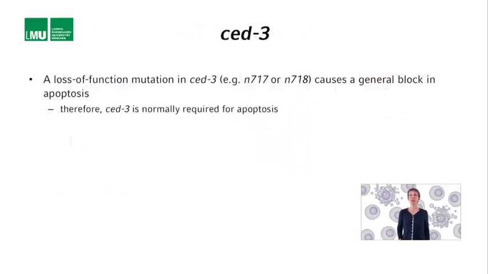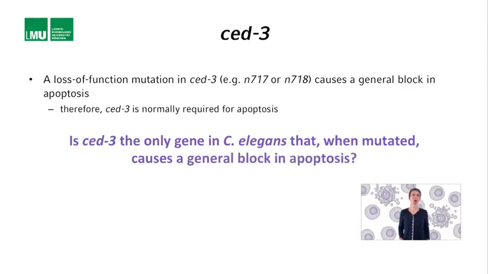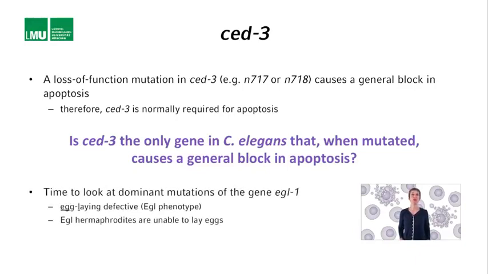Is the Z3 gene the only gene in C. elegans that can mutate to cause a block in apoptosis? Ellis and Horwitz continued to screen, however this time with an even better assay. To explain this assay, I need to tell you something about dominant mutations of the gene AGO1. And AGO stands for egg-laying defective. As the name implies, hermaphrodites carrying these mutations are unable to lay eggs.